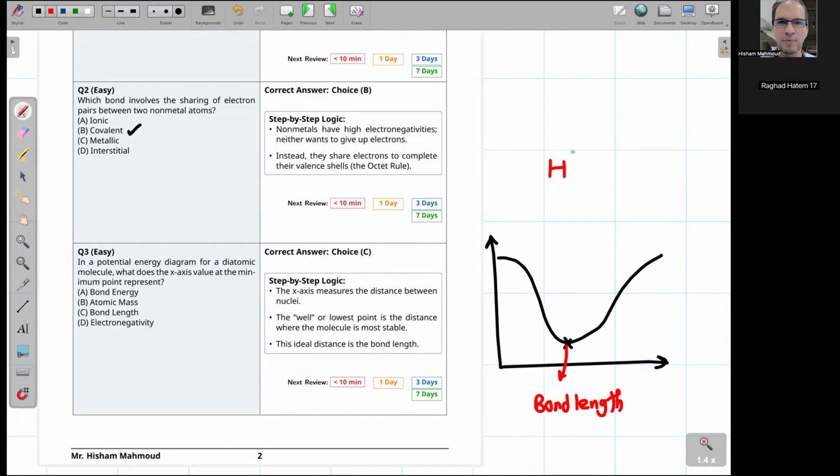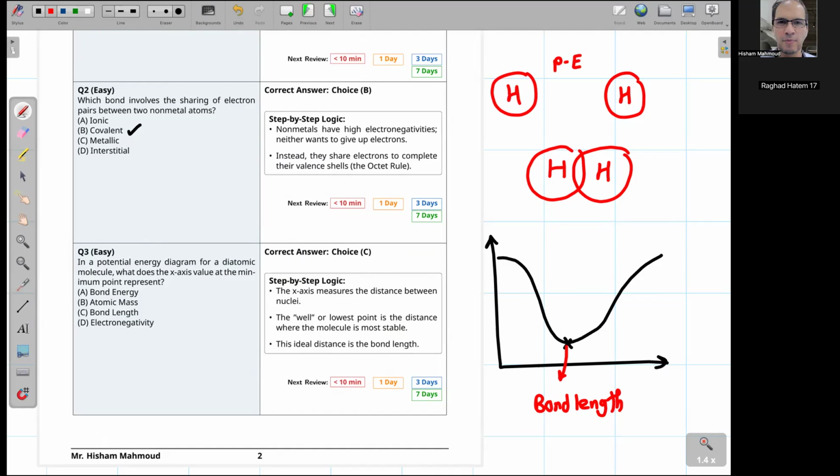See, if I have a hydrogen here and a hydrogen here bonded together, if they are very far from each other, then the potential energy is very high. High potential energy means that the atoms are unstable. Why is it unstable? They don't make the hydrogen bond. So in this case, the distance is very far.